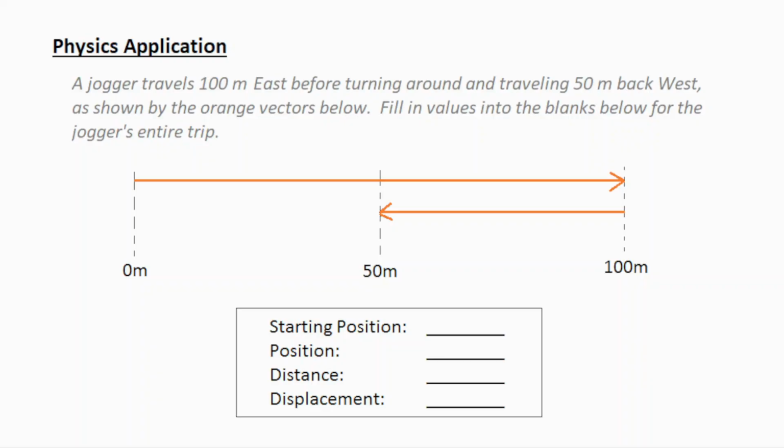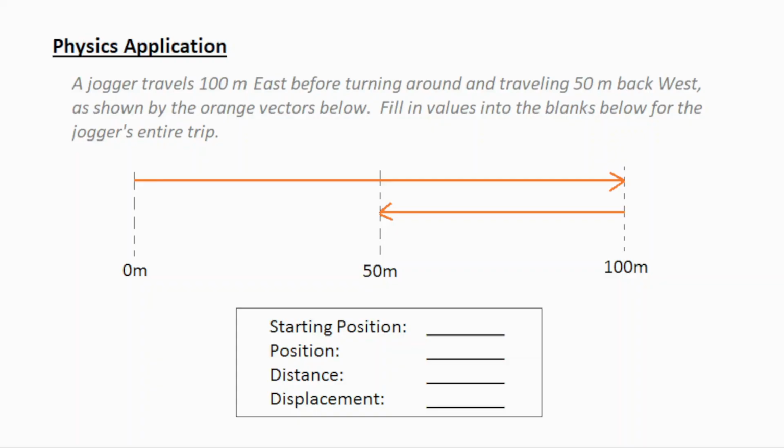Next, let's look at a more physics-specific application. This is a style of question that you may see in your class. We have a jogger initially traveling 100 meters to the east, that is the longer vector, and then we'll turn around and run 50 meters back to the west, the shorter vector. The goal is to fill in the values in the chart below, indicating a numerical quantity for each of the motion terms already discussed.